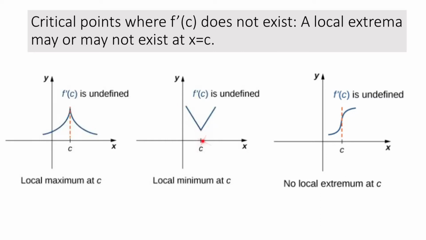You could have a corner. So f prime is undefined at a corner. Those could be local maxes or local mins. And then the other possibility is that you could have a vertical tangent line, and f prime is undefined at vertical tangent lines, and those would be neither local maxes nor local mins. So this slide covers the critical points where the first derivative is undefined.